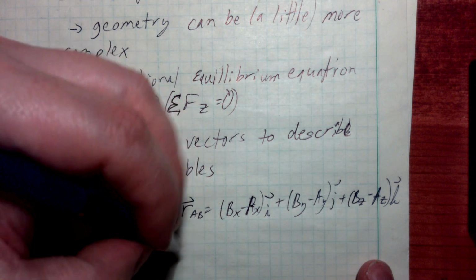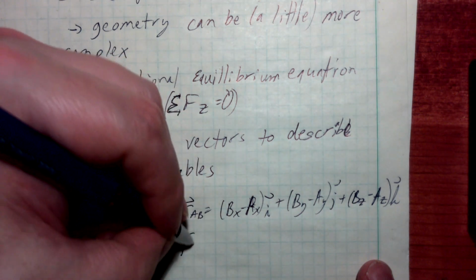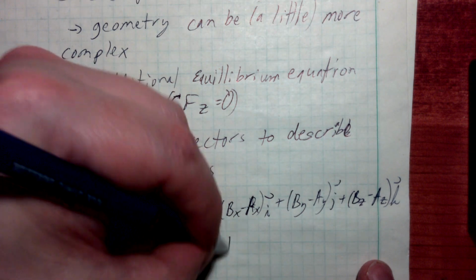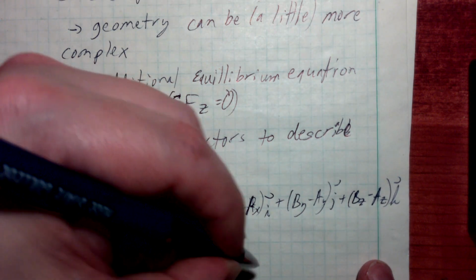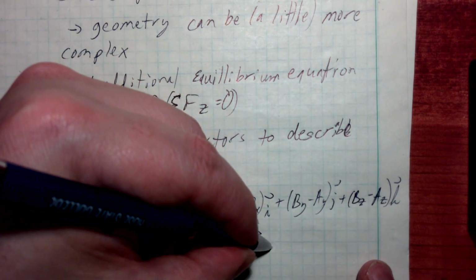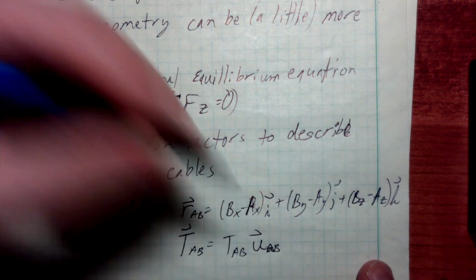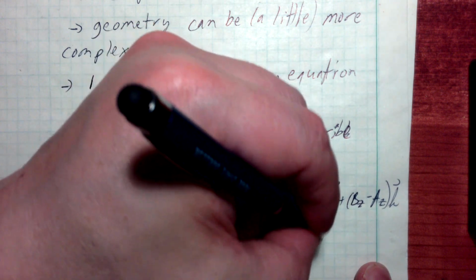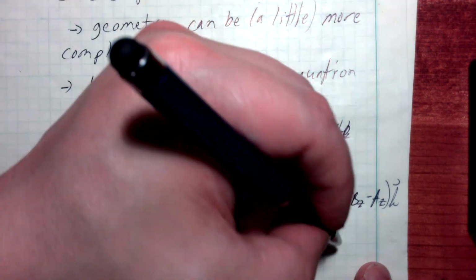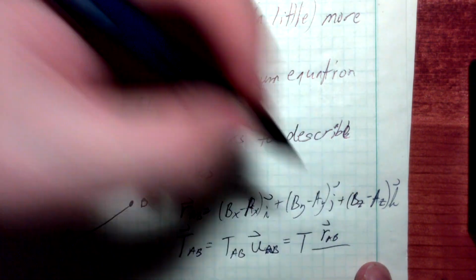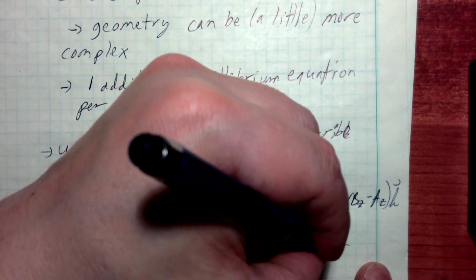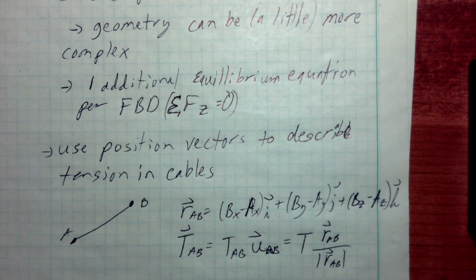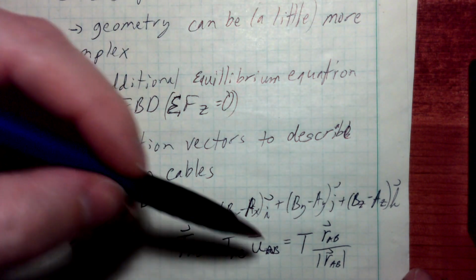And what you can do then is you can say, well, the tension vector T_AB is going to equal the magnitude of that tension times a unit vector in the direction of AB. And you would write the unit vector in this form, where I take this position vector, R_AB, and divide it by its magnitude. That's how you would construct a unit vector. Unit vector being a vector that has a magnitude of 1.